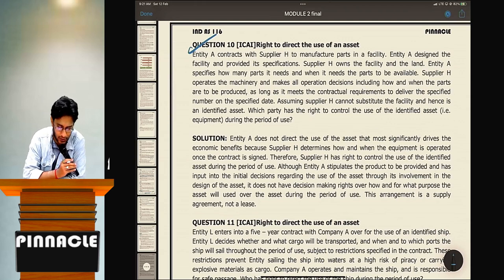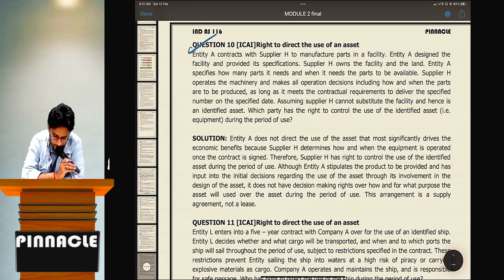Entity A contracts with supplier H to manufacture parts in a facility. So be careful with this question, guys. Entity A is the customer, sir, and the supplier is H. So it is parts manufacturing we are talking about. Entity A designed the facility and provided its specifications. Supplier H owns the facility and the land.